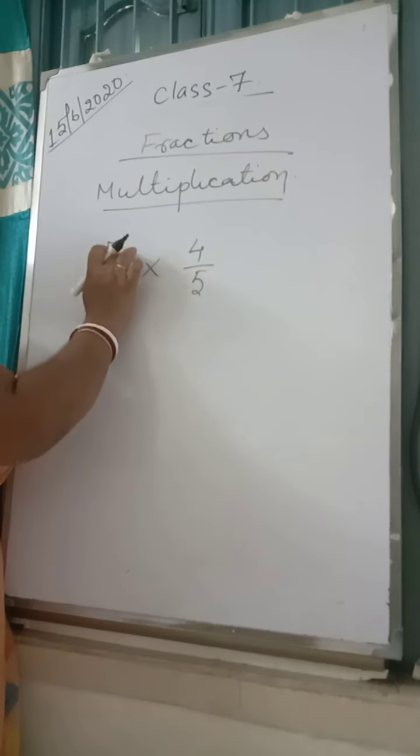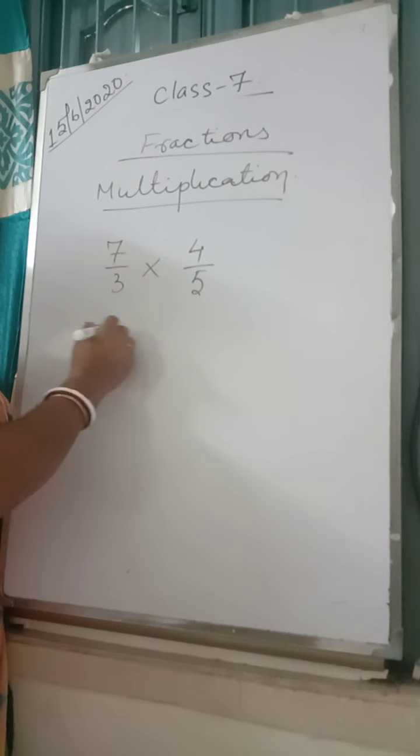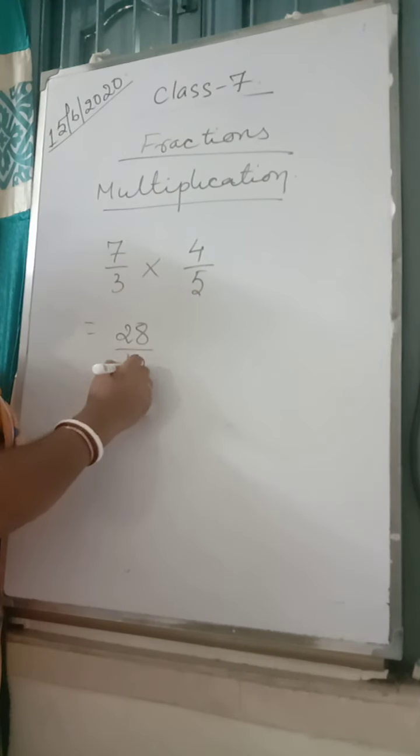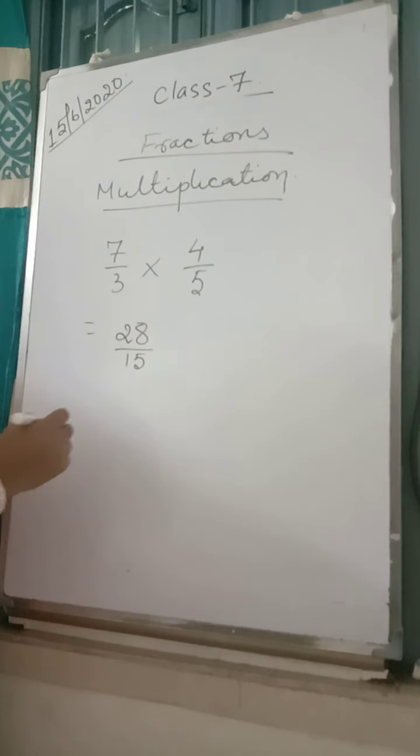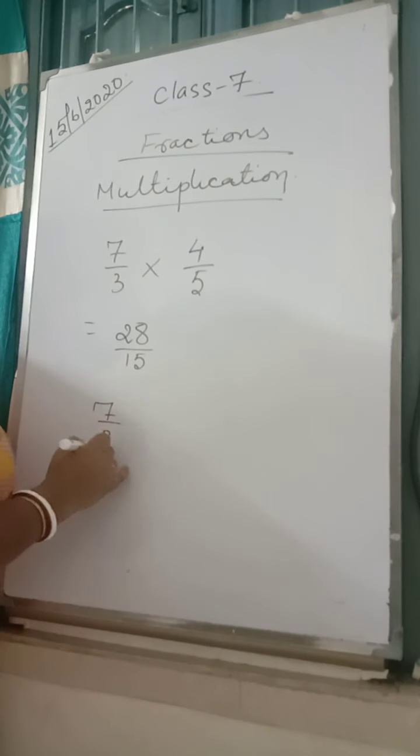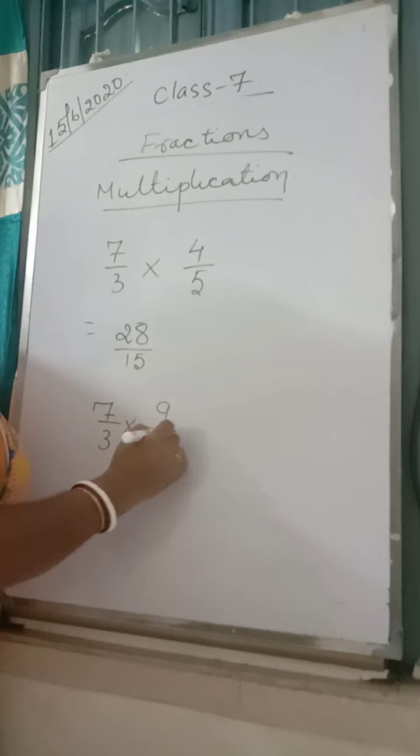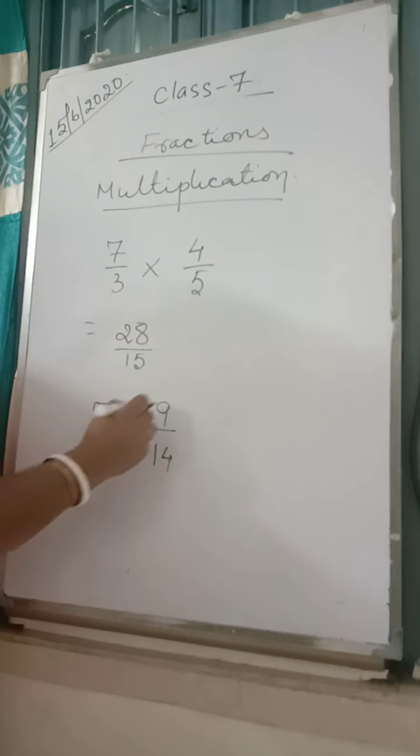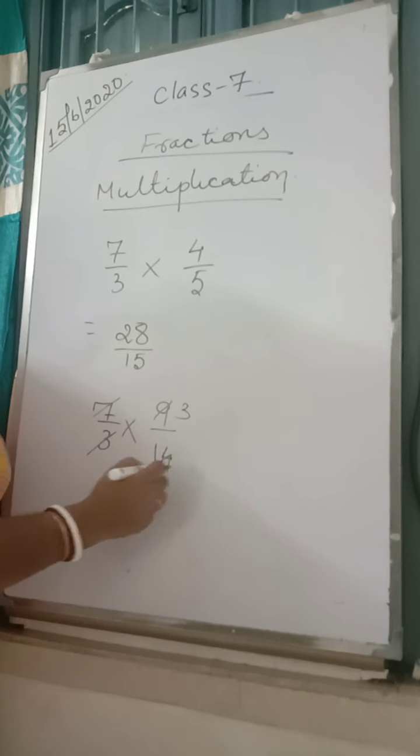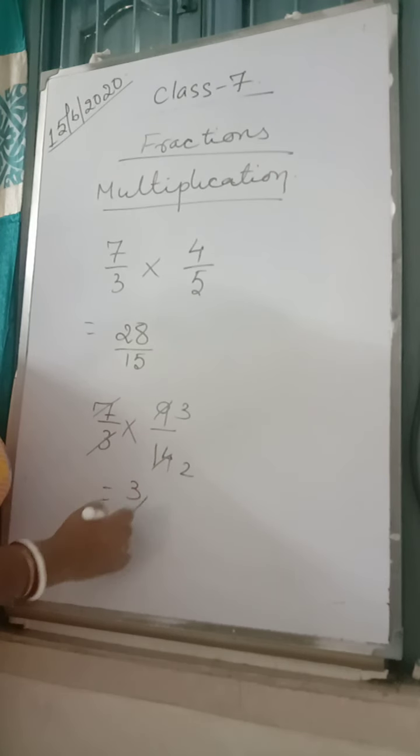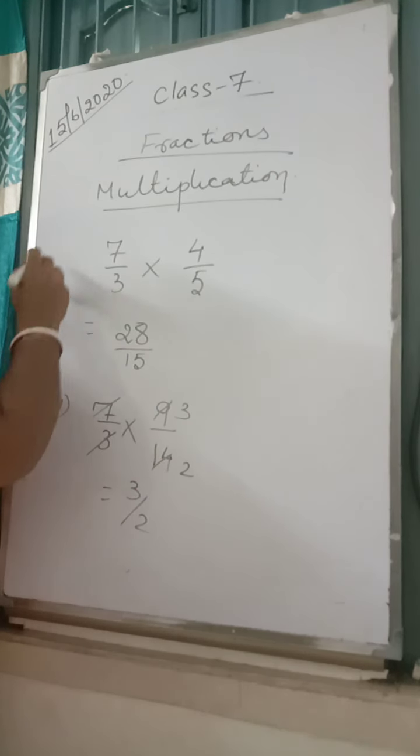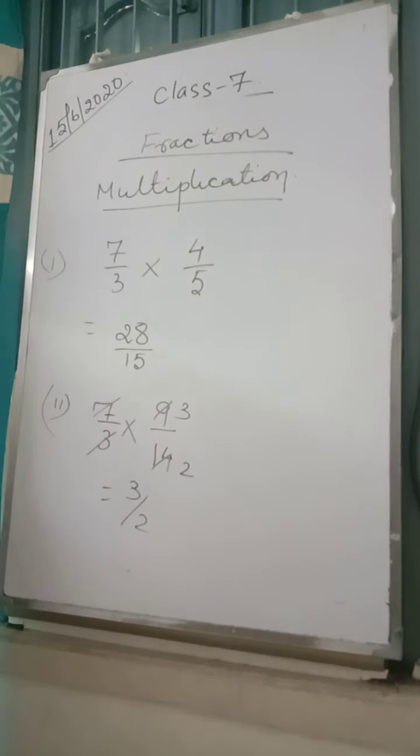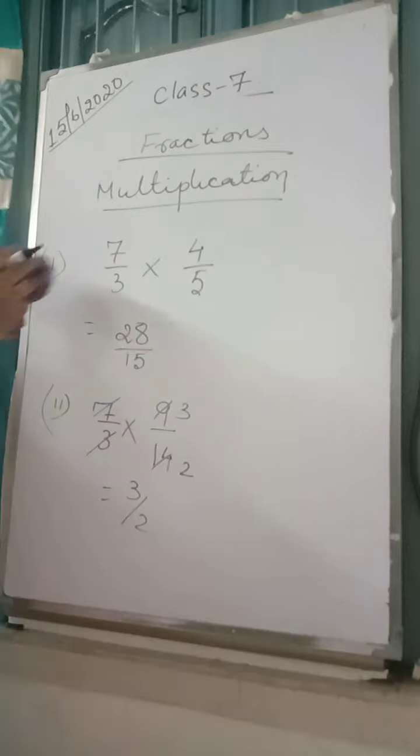What we have to do is multiply numerator to numerator. 7 4s are 28 and 3 5s are 15. Done. If it is 7 by 3 into 9 by 14, we can cancel it. 3 3s are 9, 7 2s are 14, so it gives you 3 by 2. So we use this for multiplication.